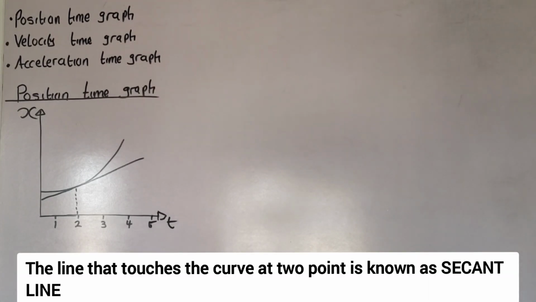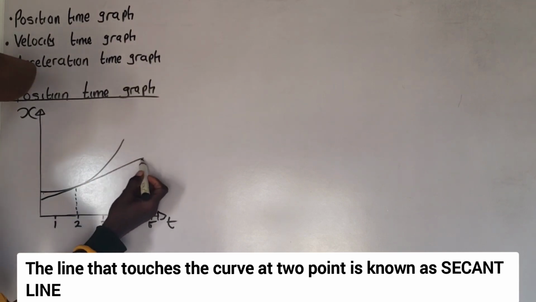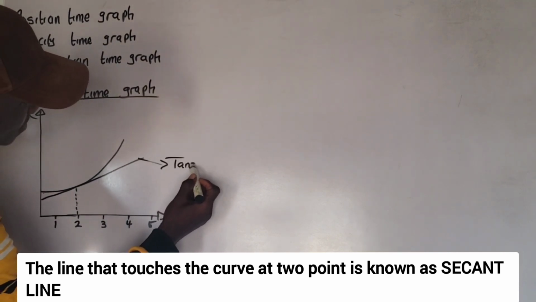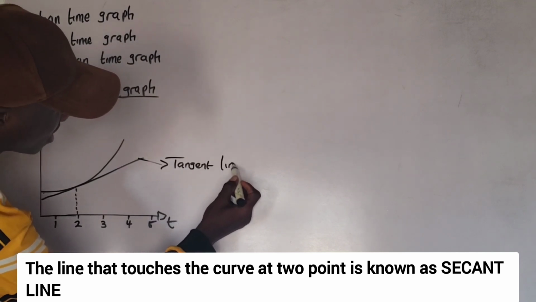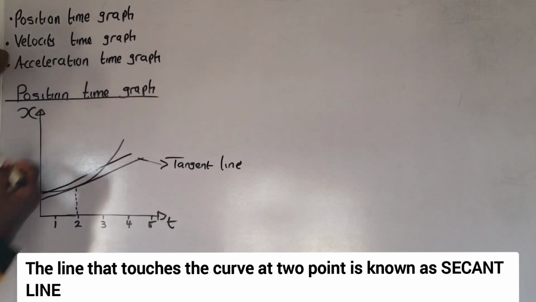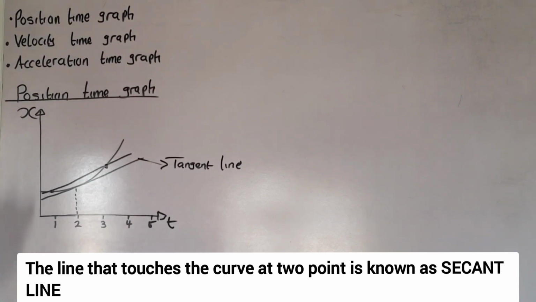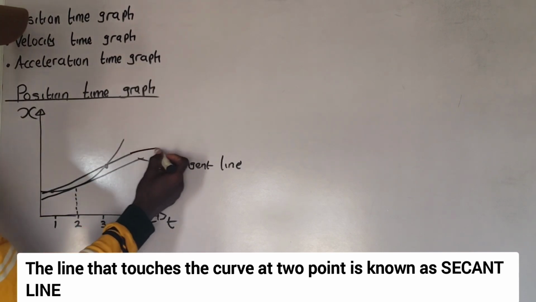The line that touches the curve at 2 points is known as the secant line. I've talked about the tangent line, now we are talking about another line known as the secant line. Let's say we have another line drawn. This is the tangent line. Now, let's say I have another line that touches this curve at this point. This is point 1 and this is another point. You can see that this line touches the curve at 2 points. That means that this line is what we call the secant line.